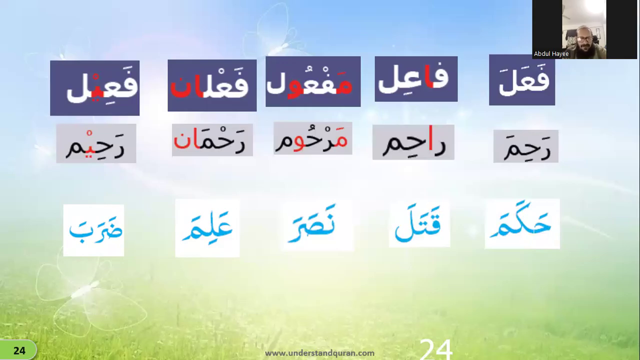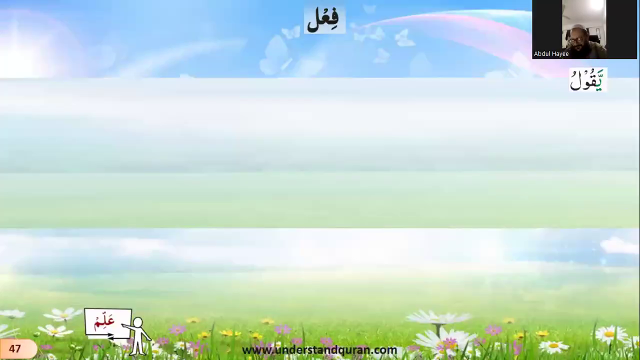What will be that? Daraba, intensely hitting. Darib, continuously hitting. Have you learned something new? No? Okay. Let's look at another aspect.